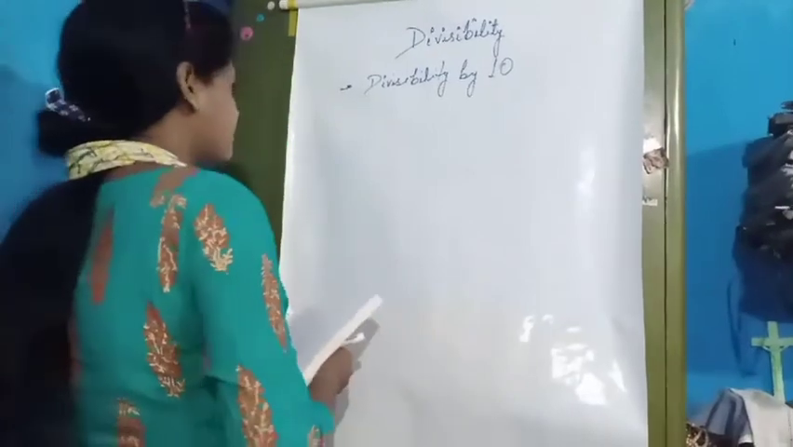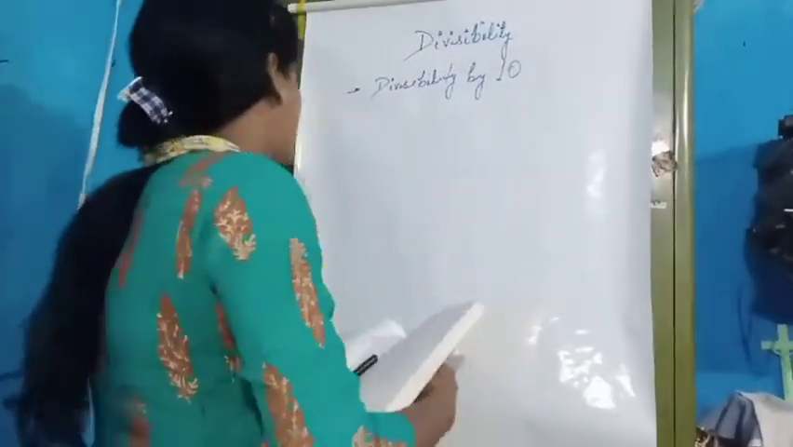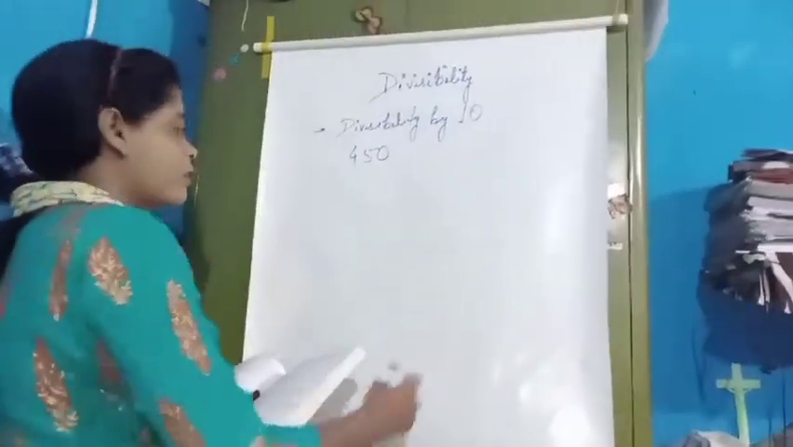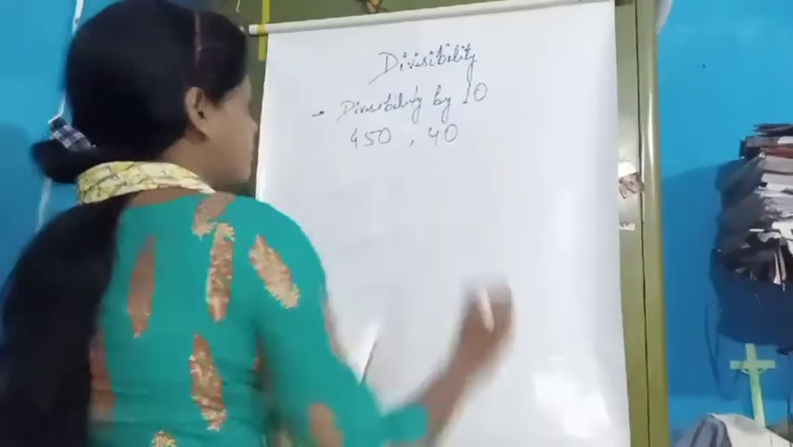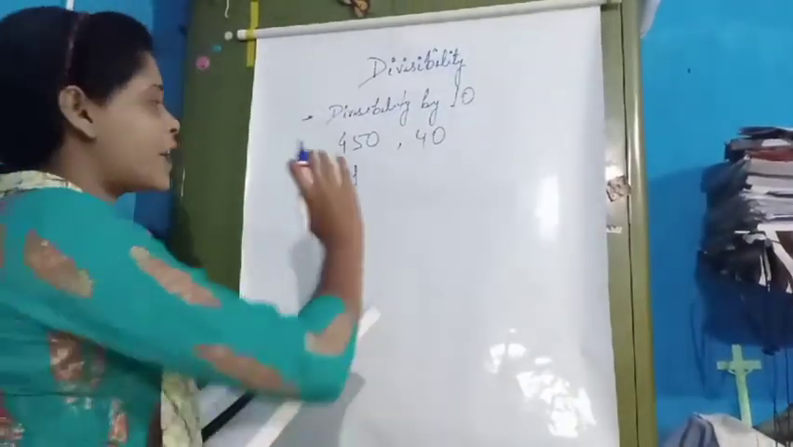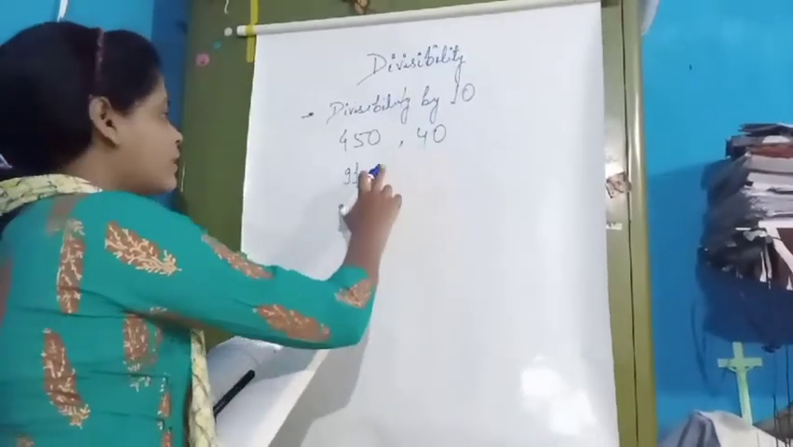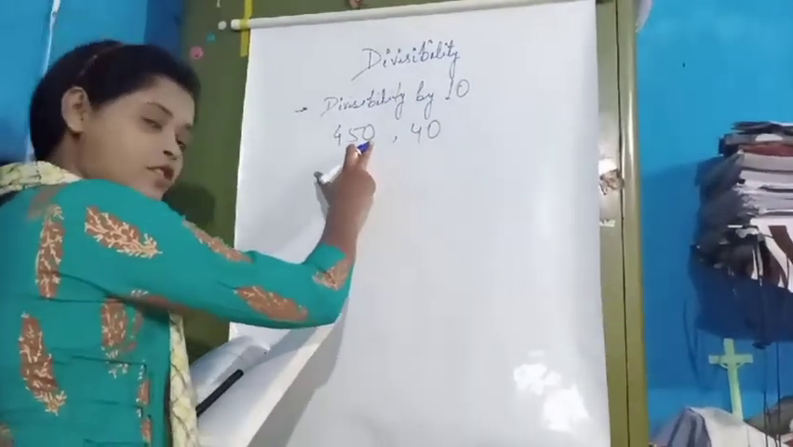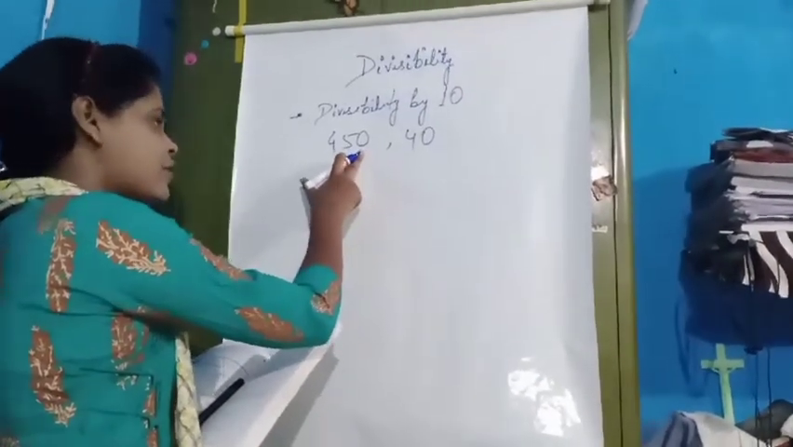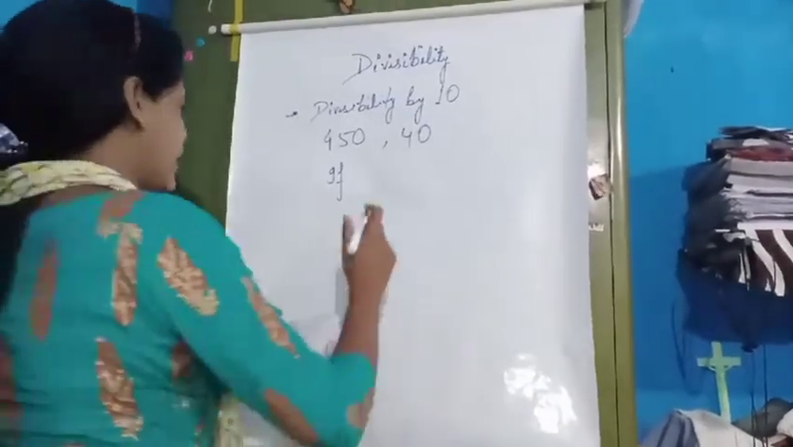Suppose I have a number 450 or 40. If any number has last digit 0, or units digit, you can say units digit also, last digit also. If a number has last digit 0, then that number is divisible by 10.